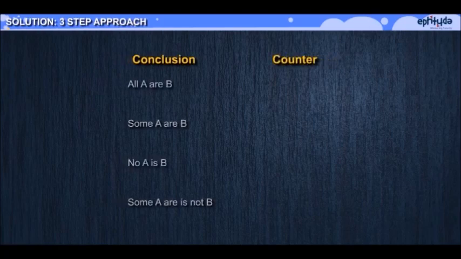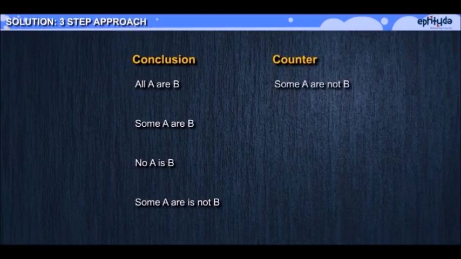Before we proceed with the second step, let us get the concepts on the counter of the conclusion, that is, the first step, clear. There are 4 conclusions that are checked in a question. Let us try to understand the counter of all the possible conclusions.